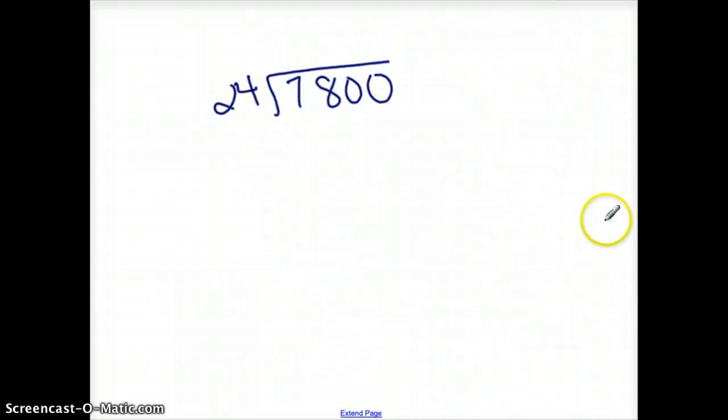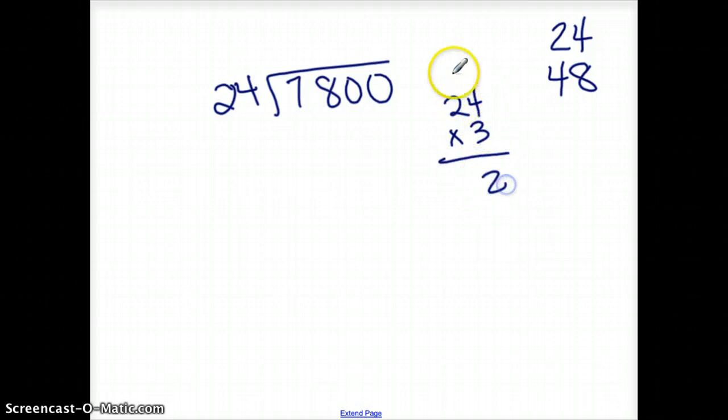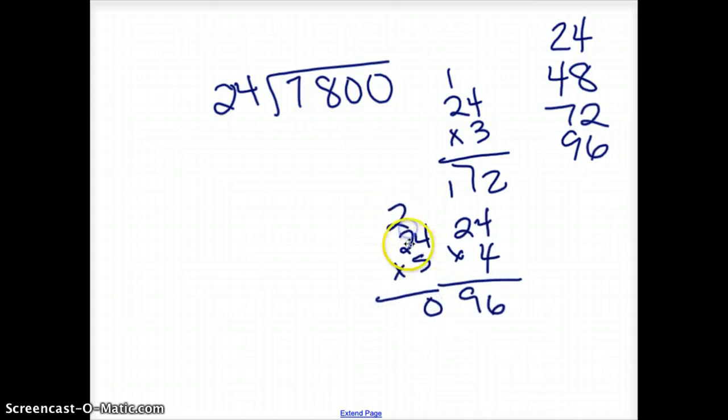Alright, let's try one more that you're just going to watch. Okay, so my first step is to write down all my multiples. 24 times 1 is 24. 24 times 2 is 48. 24 times 3, that's 72. 24 times 4 is 96. 24 times 5, it's 120.